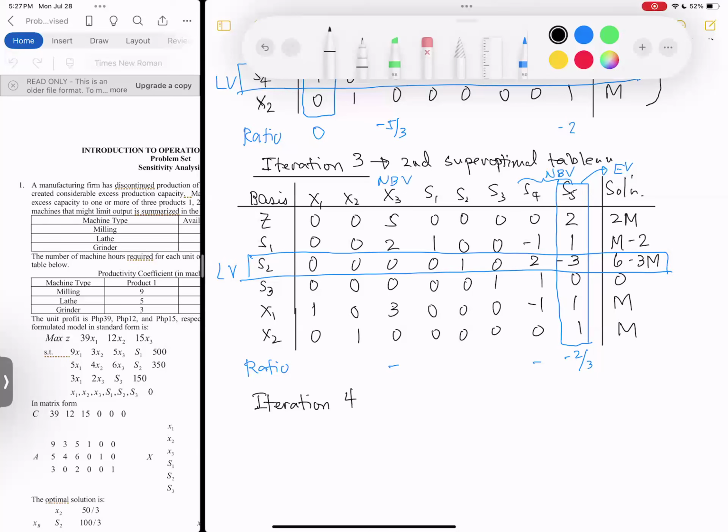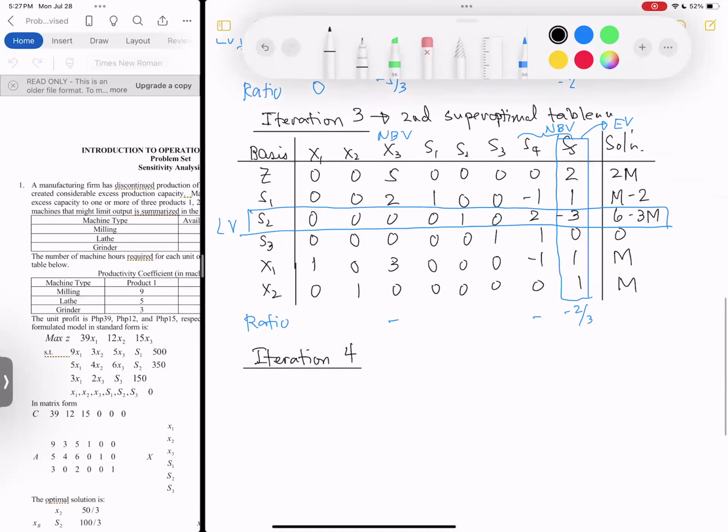But is the concept clear already for augmented dual simplex? It's dual simplex, but since your initial iteration or tableau is not super optimal, it's neither feasible nor optimal, then you need the extra steps in augmented dual simplex to transform your non-super optimal tableau to a super optimal tableau before you carry on with the dual simplex procedures.